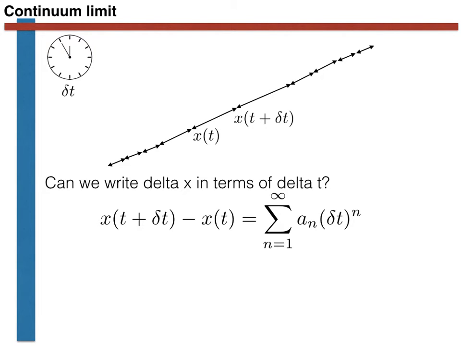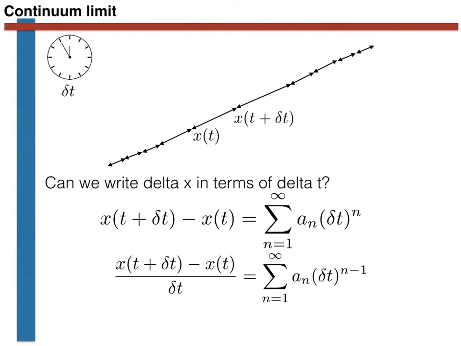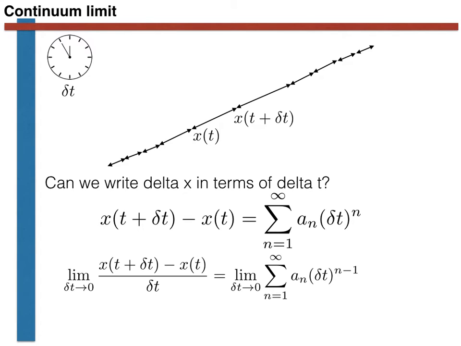With this done, let's turn to the problem of determining the various coefficients, the a_n's, in this power series. Our first step in doing this will be to divide both sides by a factor of delta t. This gives us the following. Next, we are going to take the limit of both sides of the equation as delta t tends to 0. For some of you, the left-hand side may now be equal to something familiar. If it is not familiar, don't worry about it, we'll come to that in a minute.